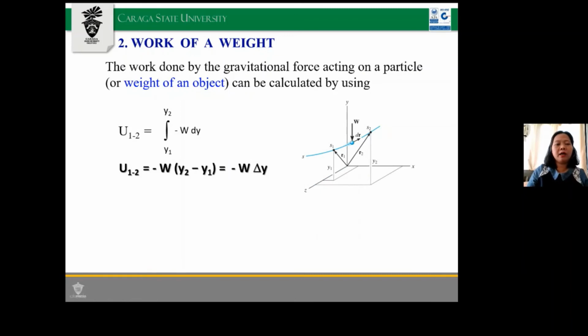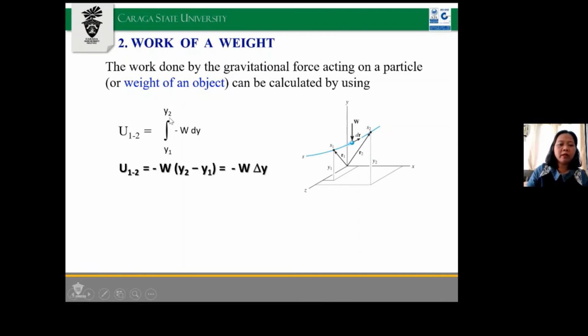So the second topic for today: work of a weight. The work done by the gravitational force acting on the particle, or the weight of an object, can be calculated using this equation. So from point 1 to point 2, this is your particle with its weight, the force of its weight downwards. So the work done from point 1 to point 2 is equal to the integral of the negative w dy from y1 to y2.